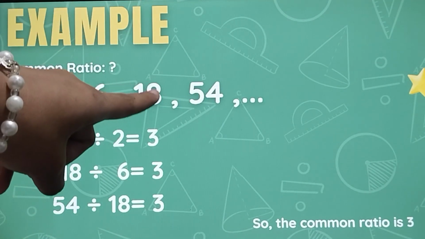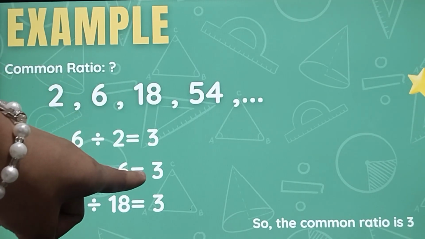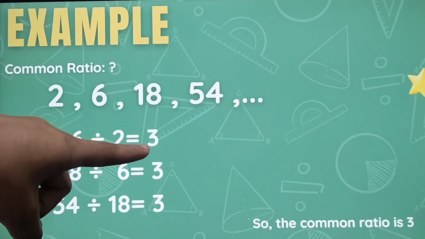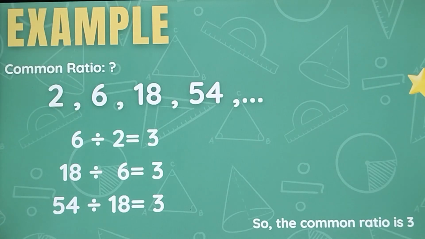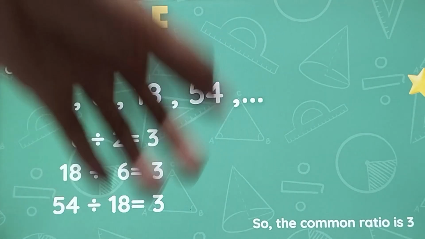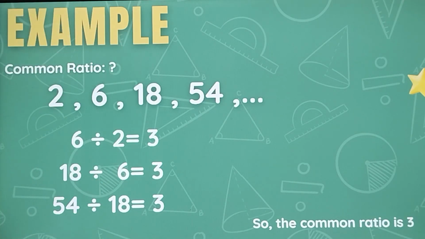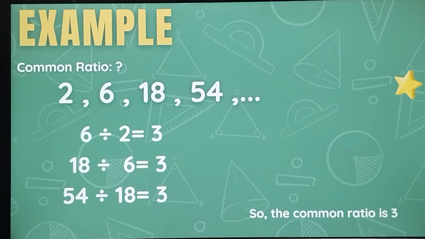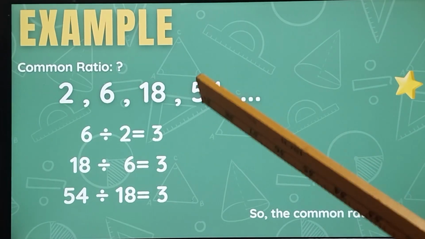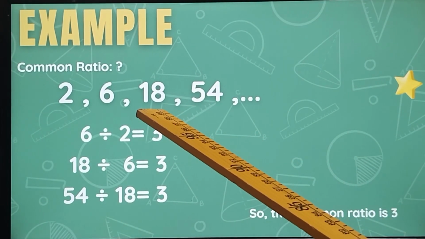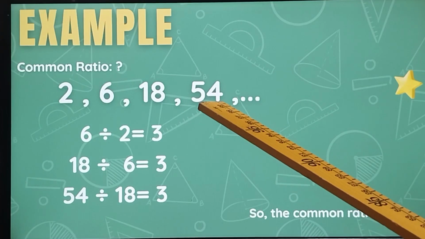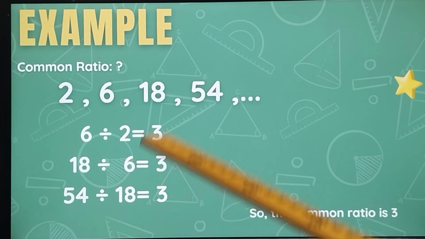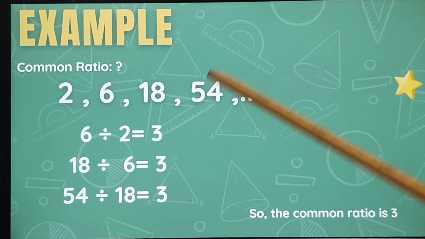Let's try another one. 18 divided by 6 is also equal to 3, and 6 divided by 2 is also equal to 3. So when we divide the current term by the previous term, the answer is 3. This means the common ratio is 3. If you're looking for the common ratio, you just divide the current term by its previous term. And if you're finding the next term, you just multiply the current term by the common ratio.